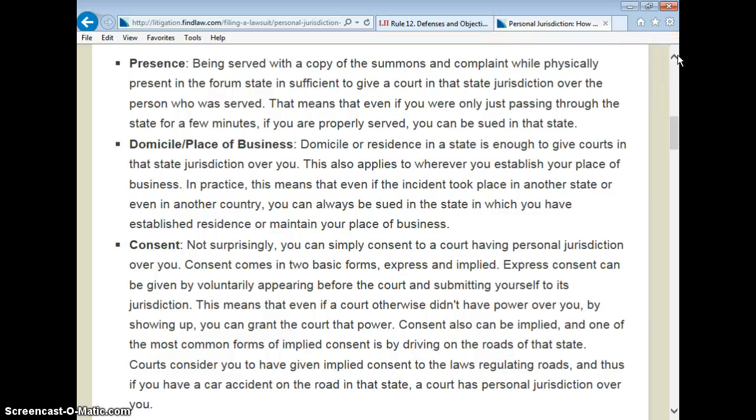Presence. Being served with a copy of the summons and complaint while physically present in the forum state is sufficient to give a court in that state jurisdiction over the person who was served. That means that even if you were only just passing through the state for a few minutes, if you are properly served, you can be sued in that state.